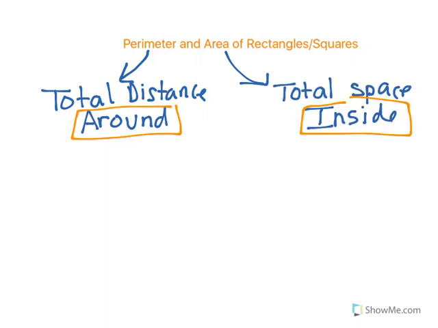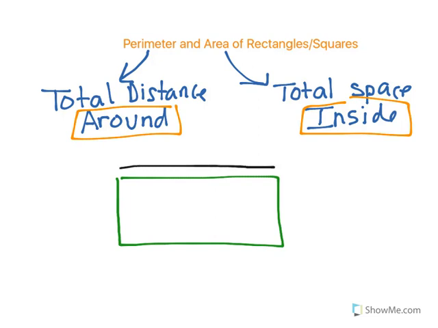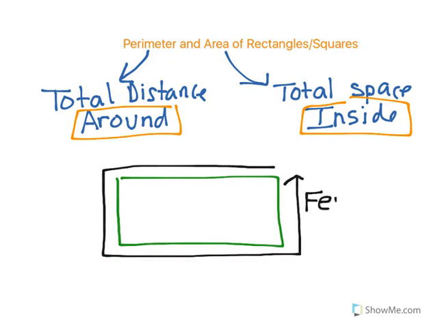So let's look at an example. Pretend this rectangle is your backyard, okay? If we're talking about total distance around, which is our perimeter, it would be like building something around the outside of your yard, such as a fence. So if you were going to go to Lowe's or to Home Depot and buy fencing material, you would want to know your total perimeter.